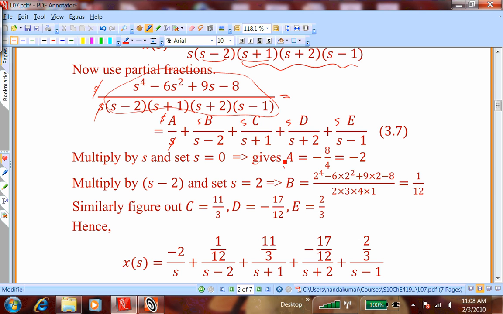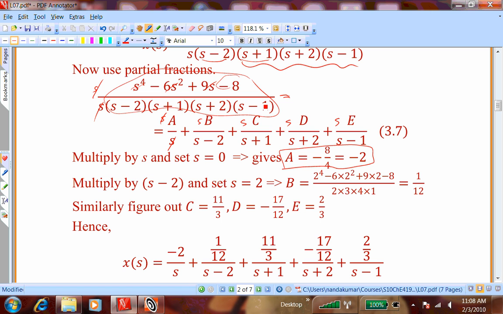When you do that, you will find that a is equal to minus 8 over 4, which is minus 2. Minus 8 over 4 comes by substituting s equal to 0. For example, with s equal to 0, all these drop out, so it is minus 8 you have. And then here, if you put s equal to 0, you get minus 2 times 1 times 2 times minus 1, so that gives you the minus 4. You need to follow the same procedure systematically for finding b, c, d, and e. Any questions on that?